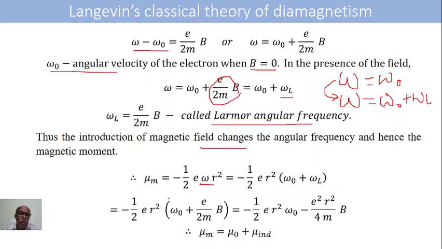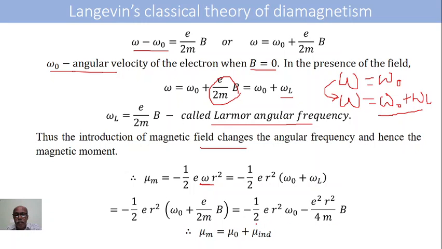Therefore, mu m equals, as we know, minus half E omega r square that we have studied in the previous slides. Therefore, that is equal to minus half E into r square into omega, which is omega naught plus omega L, when B is not equal to 0. Or rewriting this, we get minus half E r square into omega naught plus omega L, where omega L is E by 2m into B. So simplifying, we get minus half E r square omega naught minus E square r square by 4m into B.